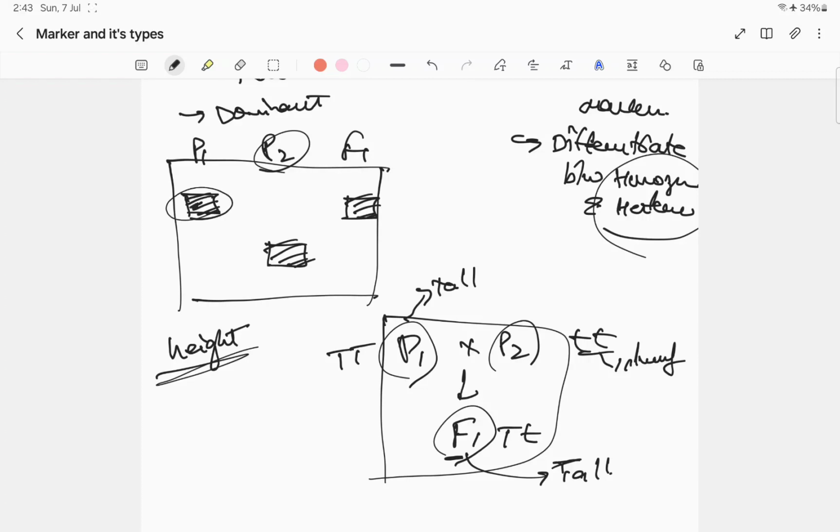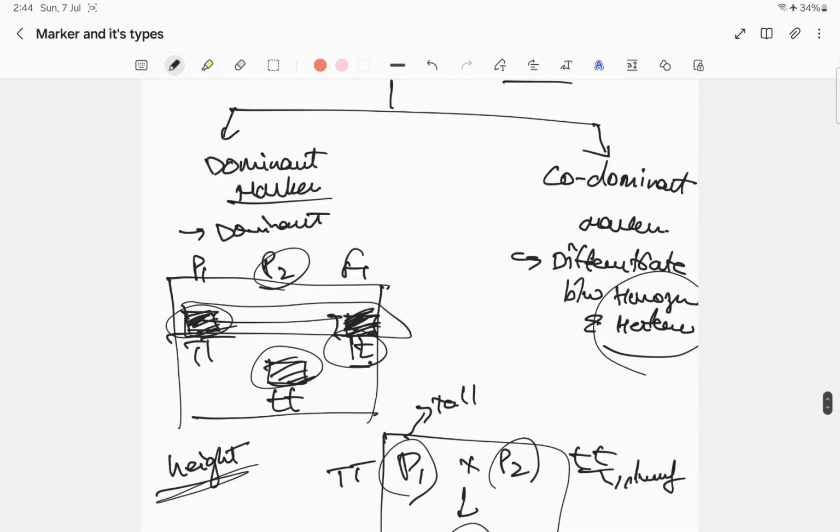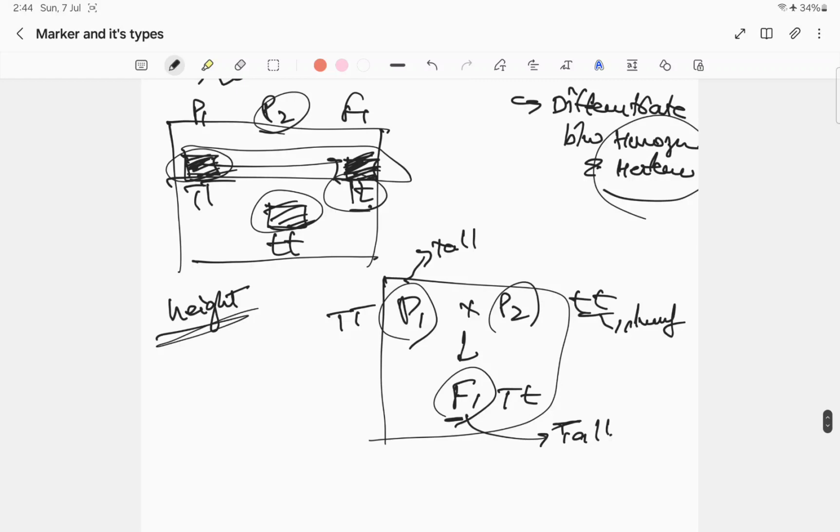Parent 1 is here, and F1 is also here for this character, tall. These both are at the same place, and P2 is down here. This is dwarf, small t, capital T, this is capital T small t. Here it is heterozygous, but here we can see whatever the parent 1 is expressing, the F1 is also expressing. Only the dominant character is expressing here, so it is said to be the dominant marker.